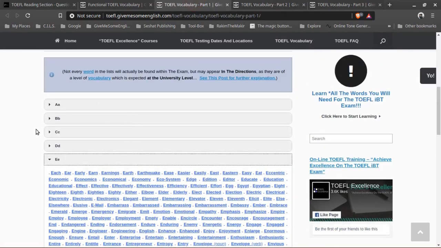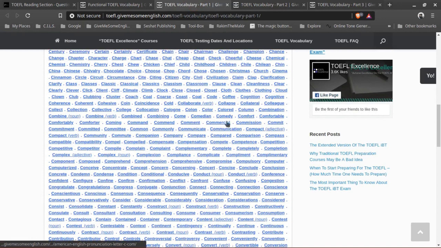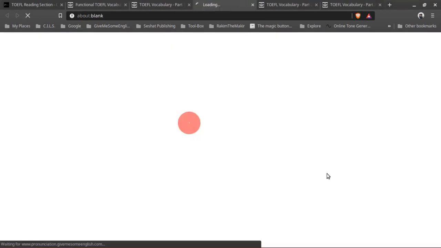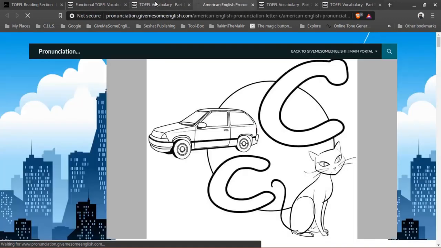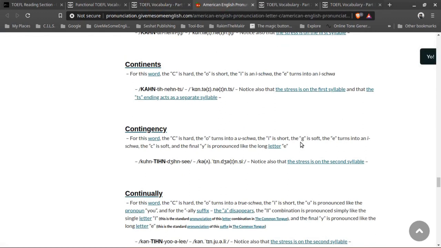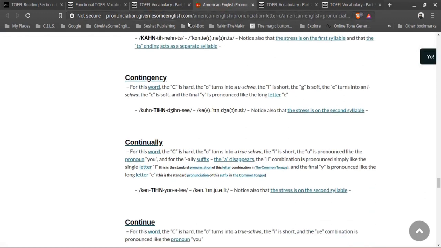I don't know if the word contingent is in the database, because it's probably not one of the most common words. Contingency. Oh, I have that. Okay, good. I'll have to add contingent. So this is what happens when you click on the word in the database. It takes you to the word in the Give Me Some English pronunciation portal.